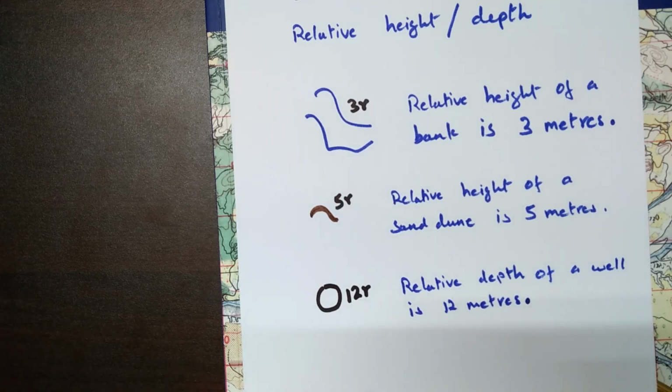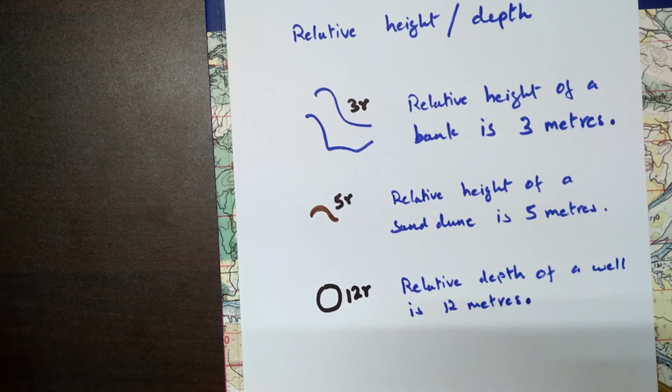If it is a well, if you see this kind of circle there, it can be perennial or it can be a dry well. If it is colored blue, it is perennial, and if it is just black in color, that means it is a dry well.